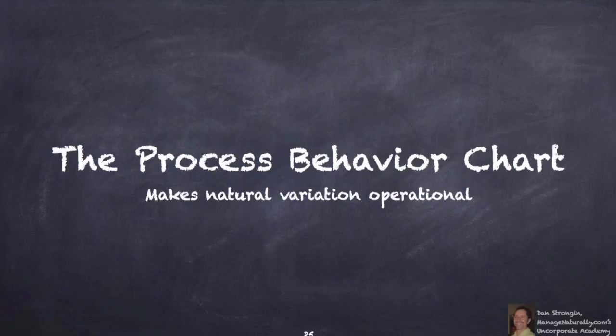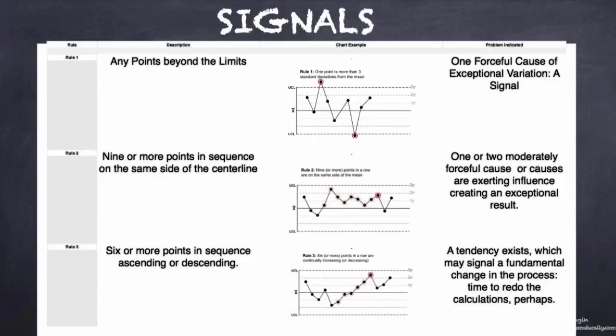We need a tool. The tool that makes this concept of variation operational, or one of the tools, is the process behavior chart. It's our scale for variation, as opposed to a scale for weight. So what we have done is define, based on experience and good theory, the upper limits and lower limits of predictable variation, and then look at the patterns within those limits.